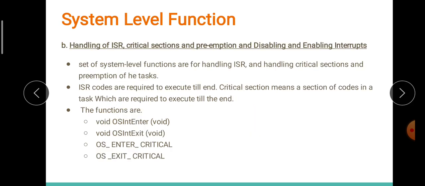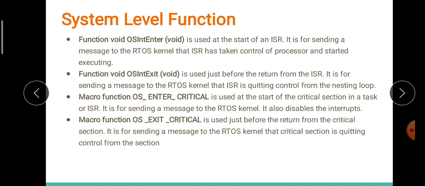Once that is done, our next job is to handle your ISR and the critical sections. So how is that being done? Again, MUCOS has a set of system level functions for handling your critical section and ISR. Now what are they? They are OS int enter, int exit, OS enter critical, exit critical. Even without explanation, I guess you could at least guess what might be the function of each.